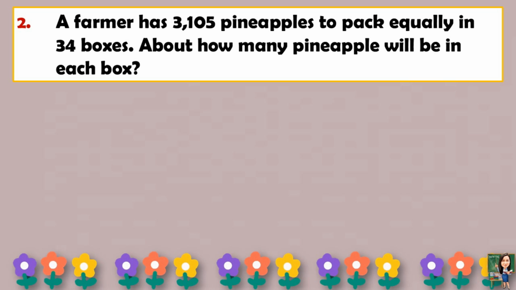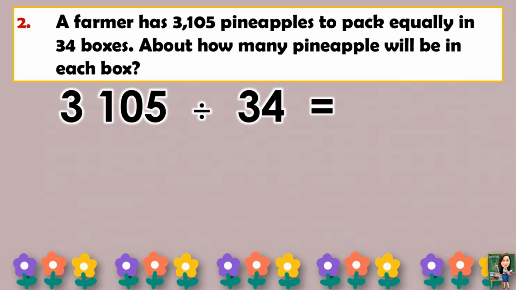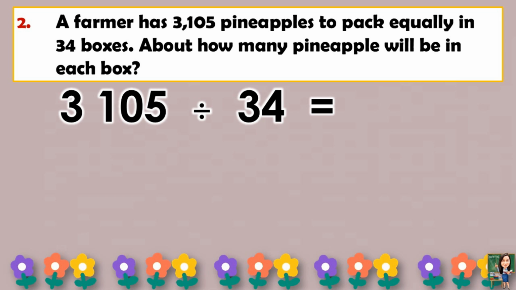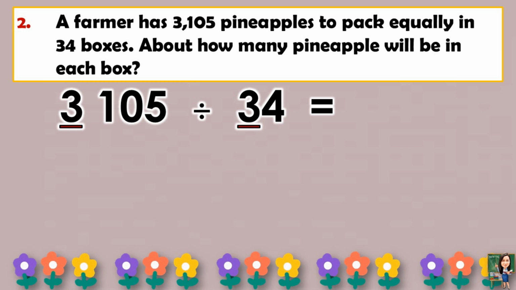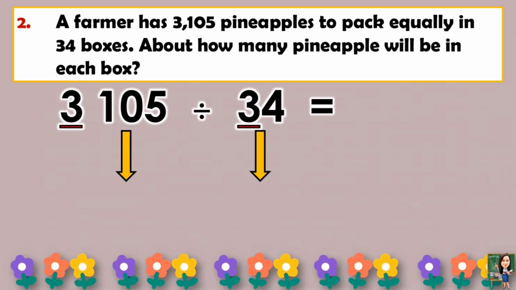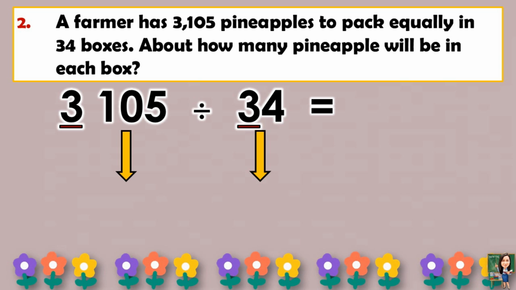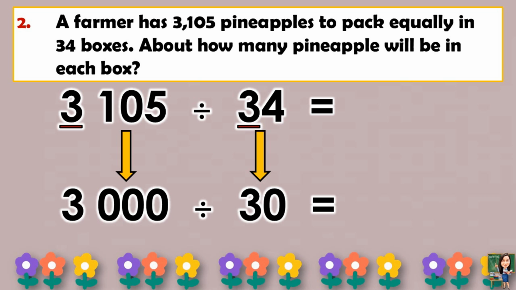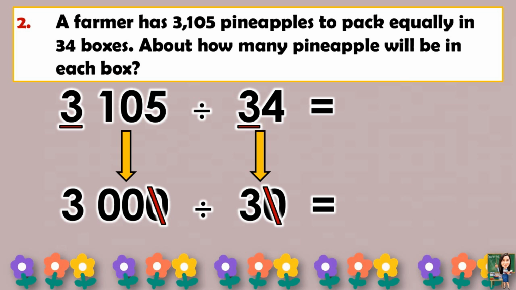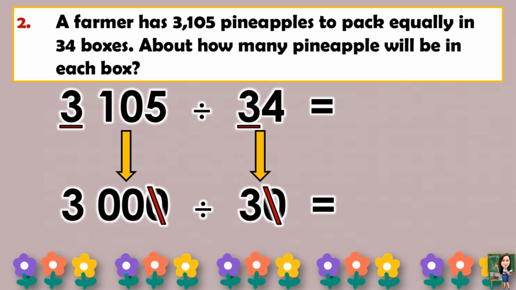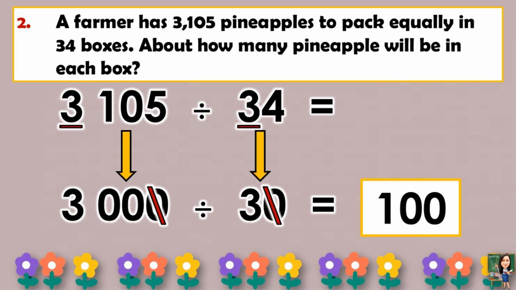Number 2. A farmer has 3,105 pineapples to pack equally in 34 boxes. About how many pineapples will be in each box? So the given is 3,105 divided by 34 equals. The highest place value of the dividend is 3 and the highest place value of the divisor is 3. Then, round off. So, 3,105 will be rounded down to 3,000 and 34 is rounded down to 30. Then use the cancellation method, 10 each, and then divide. 300 divided by 3 equals. Very good! The answer is 100. About 100 pineapples will be in each box.